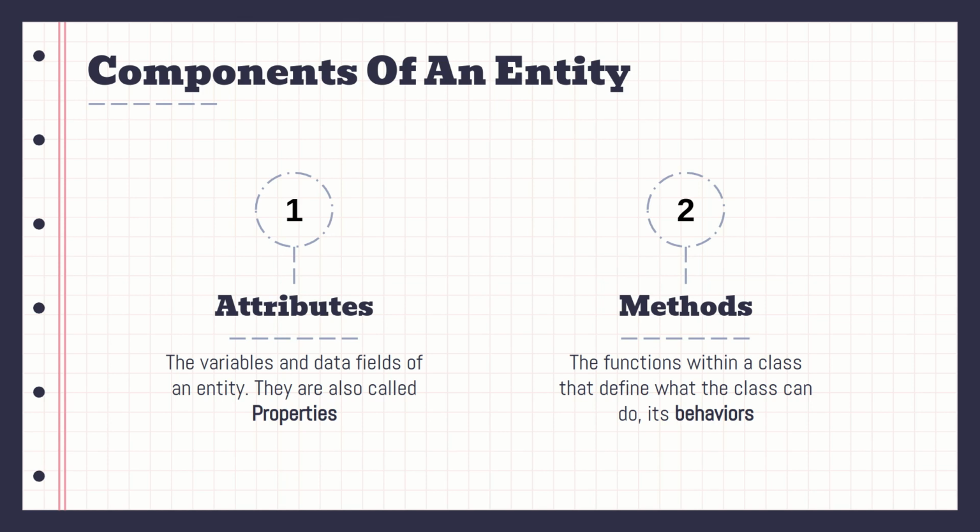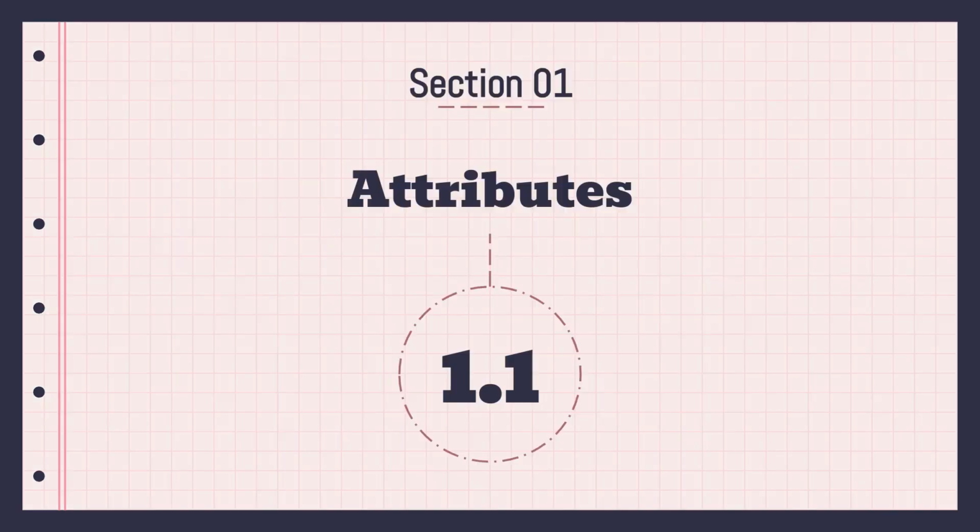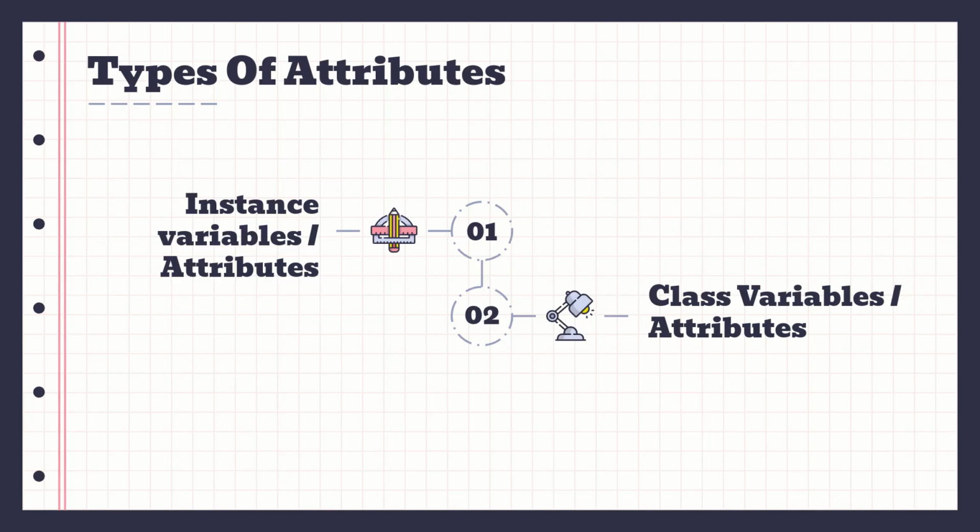So let's first look at the different types of attributes that we have in Python. There are two main types of those attributes: instance attributes, or instance variables, and also class variables, or class attributes. So what are instance variables and class variables? Well, that's what we're taking a look at. Now let's jump into VS Code and talk about it.